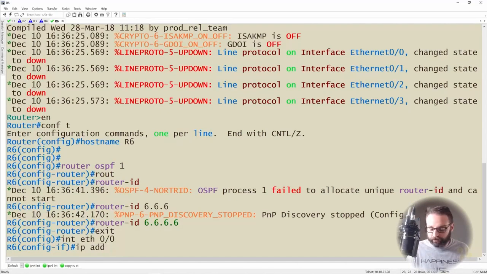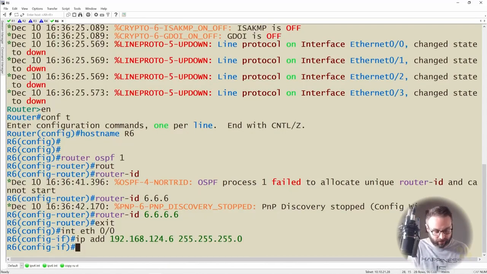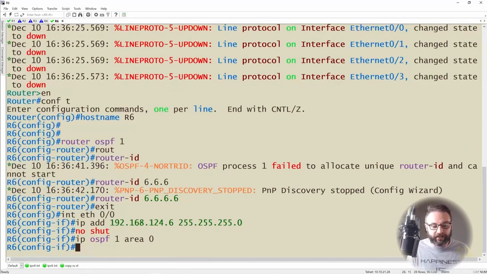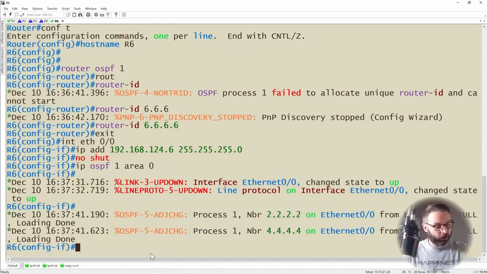I'll go into interface Ethernet 0/0. I'll give it an IP address on the network, 192.168.124.6, 255.255.255.0, no shut, and I'll say ip ospf 1 area 0. Very important syslog message just happened right here on the screen. Neighbor adjacencies with 2.2.2.2 and 4.4.4.4 went from loading to full. R1 did not go from loading to full. There is no neighbor adjacency with 1.1.1.1.